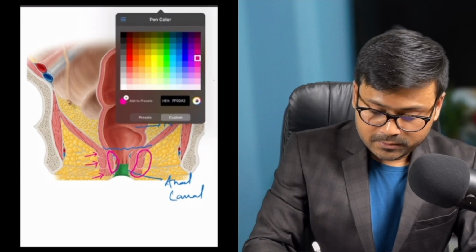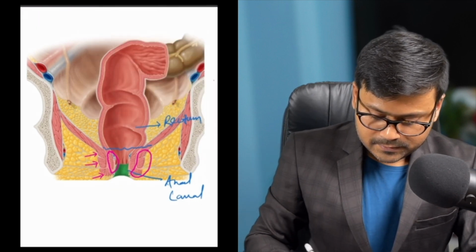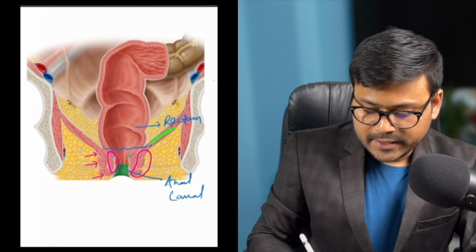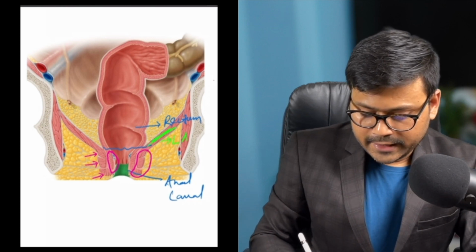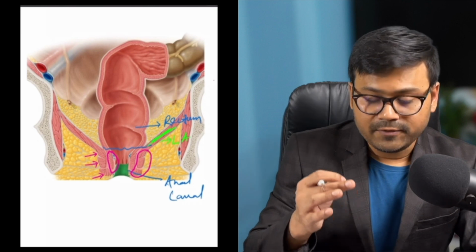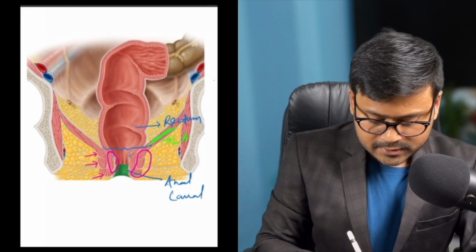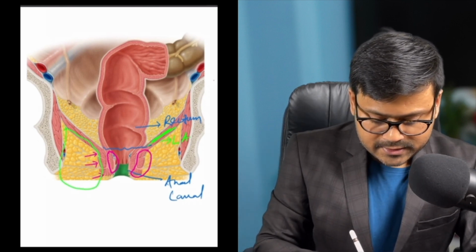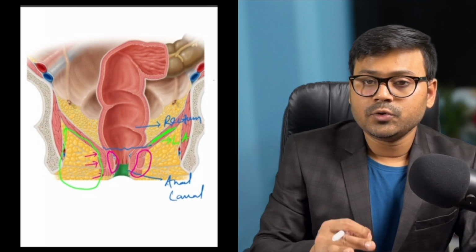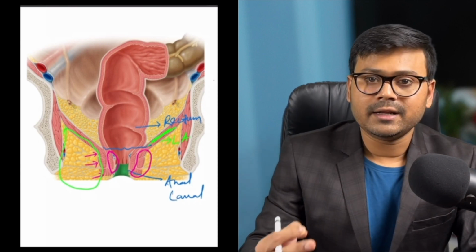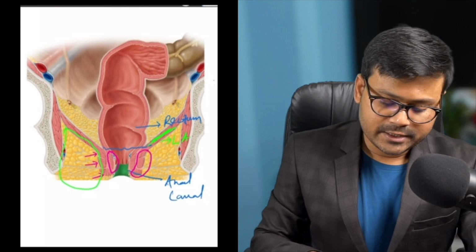External anal sphincter is voluntary muscle, and this is the pelvic diaphragm, the levator ani muscle. See, the very important muscle. This is levator ani muscle, also known as the pelvic diaphragm. And the yellow colored space, this is ischiorectal fossa or ischioanal fossa. Let's jump on to the next image.